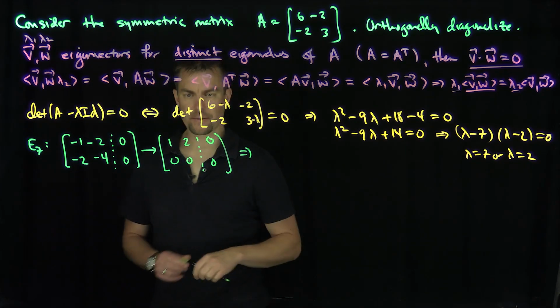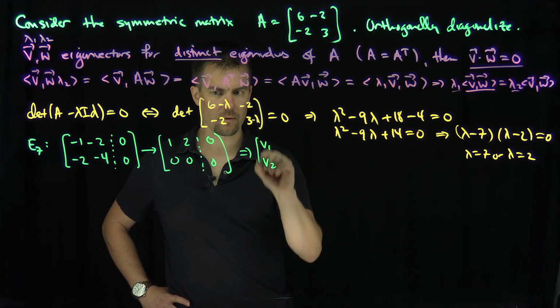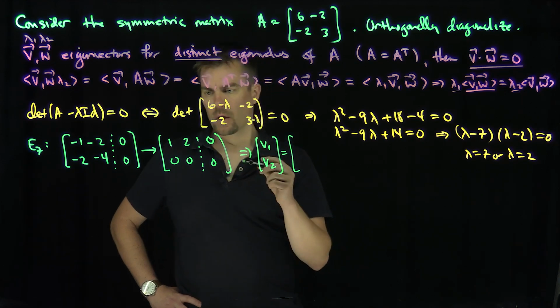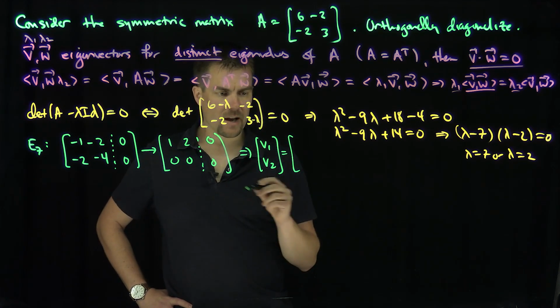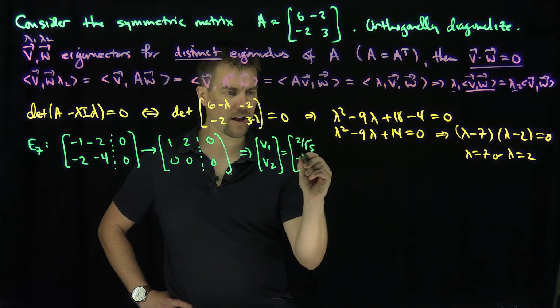And so I can choose an eigenvector over here. My eigenvector V1, V2 is just going to be, I'm going to put the bottom one to be negative. So I'm going to let this be 2 over root 5 and then -1 over root 5.